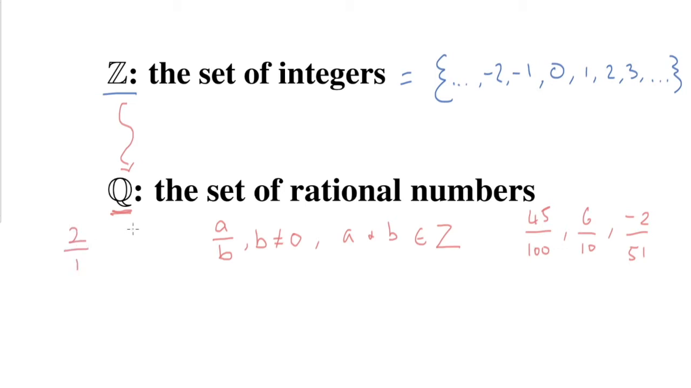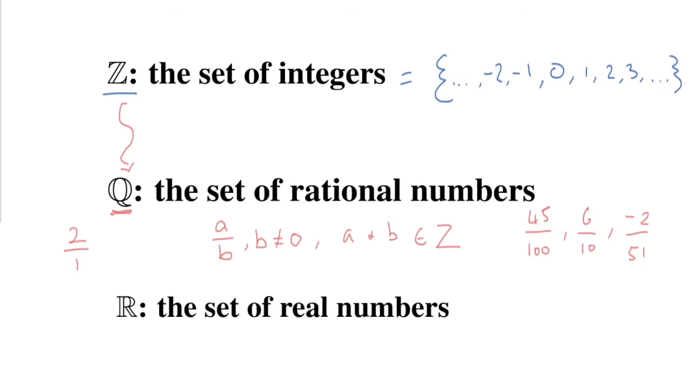We are expressing it as A over B, where A, 2, and B, 1, are both integers. So all integers are also rational numbers. Okay, let's look at the third set.